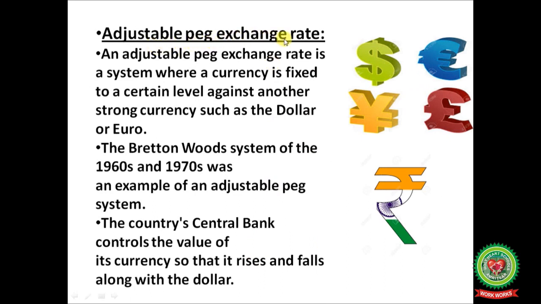Adjustable peg exchange rate. An adjustable peg exchange rate is a system where a currency is fixed to a certain level against another strong currency such as the dollar or euro. The Bretton Woods system of the 1960s and 1970s was an example of an adjustable peg system. The country's central bank controls the value of its currency so that it rises and falls along with the dollar.